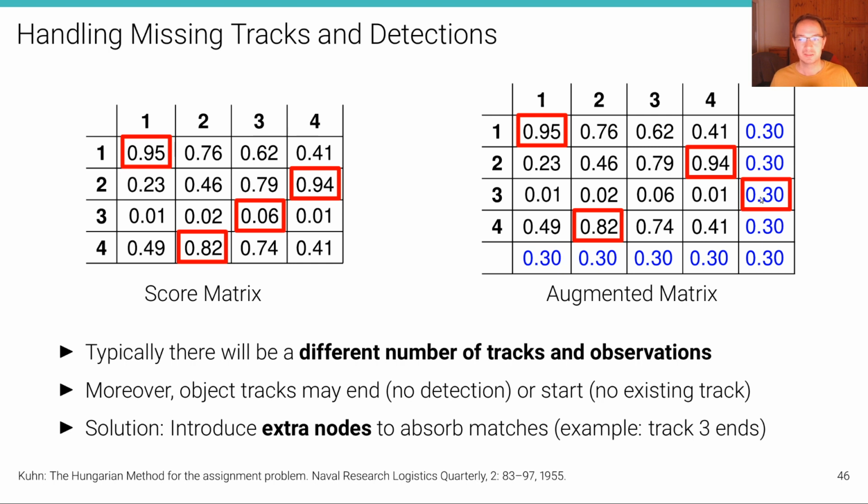What happens now is that for object track 3, we are not associating object detection 3 with a very low score, but we are associating this extra node, which means for our solution that object track 3 has actually stopped. We have associated it into this absorption node. And we can solve this problem with the augmented matrix exactly the same way as before, with the Hungarian method, for example. And it allows us to end object tracks or to start new object tracks.